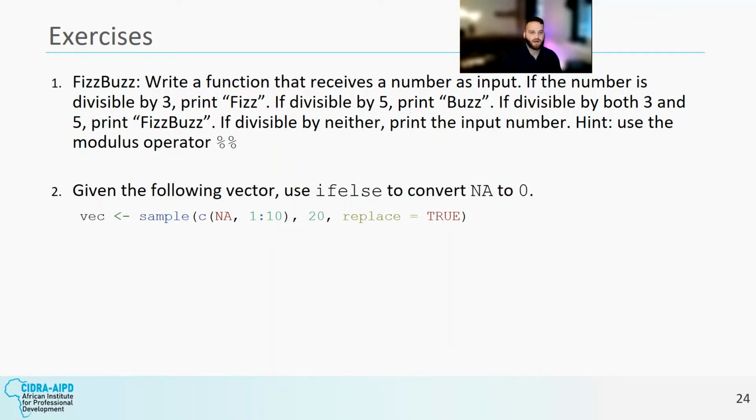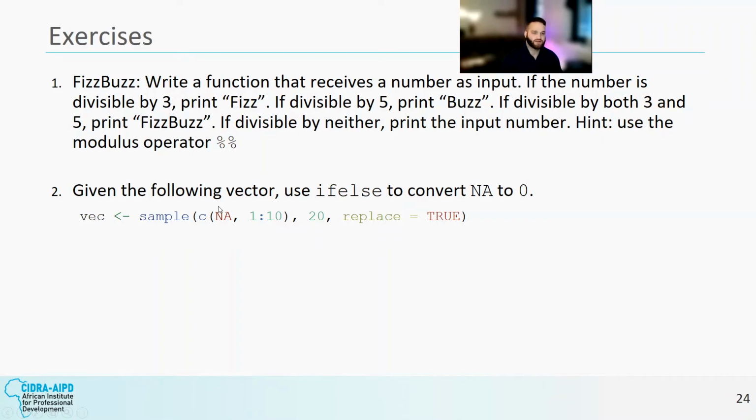The first exercise is a classic in computer programming. It's called FizzBuzz. What we want to do is write a function that receives a number as an input. And if the number is divisible by 3 only, print fizz. If it's divisible by 5 only, print buzz. But if it's divisible by both 3 and 5, print FizzBuzz. And if it's divisible by neither, print whatever was input into the function. I've left a hint here. You should use the modulus operator %%.